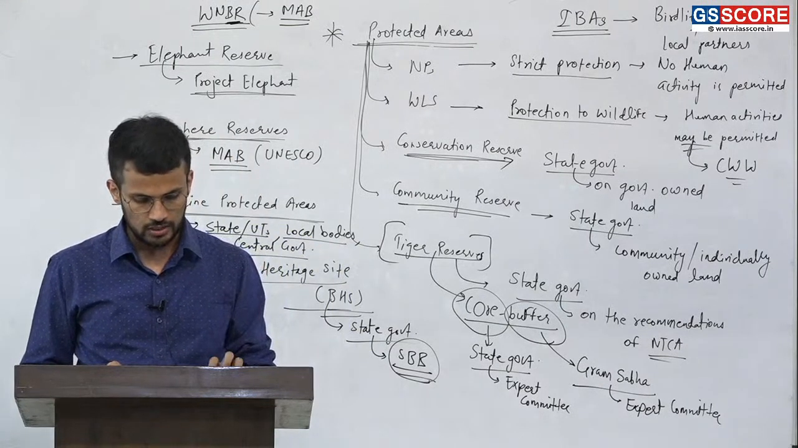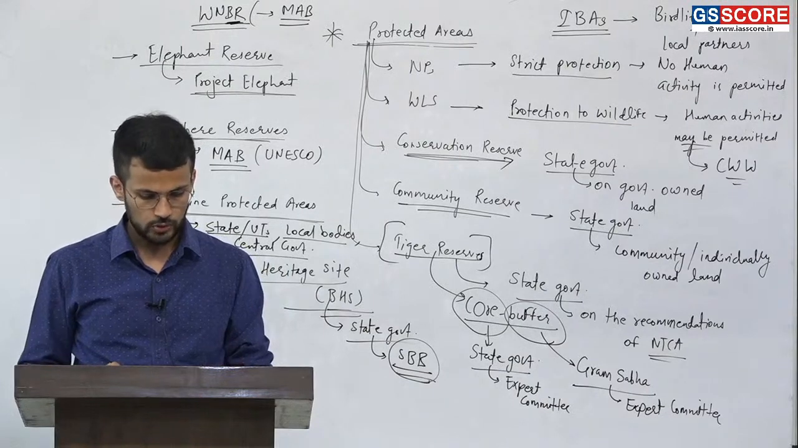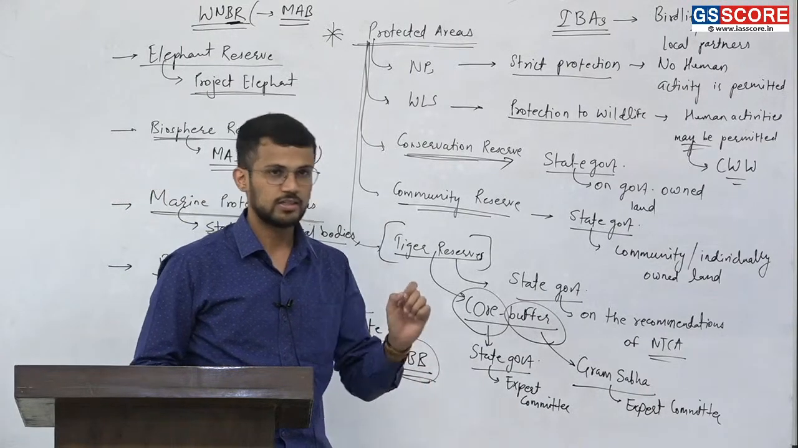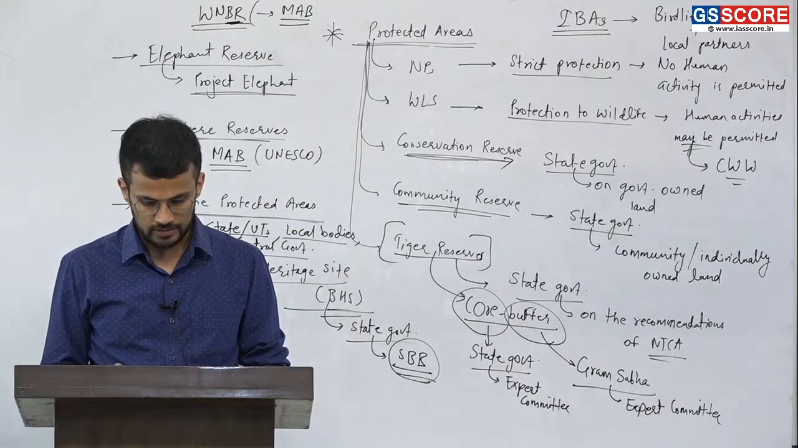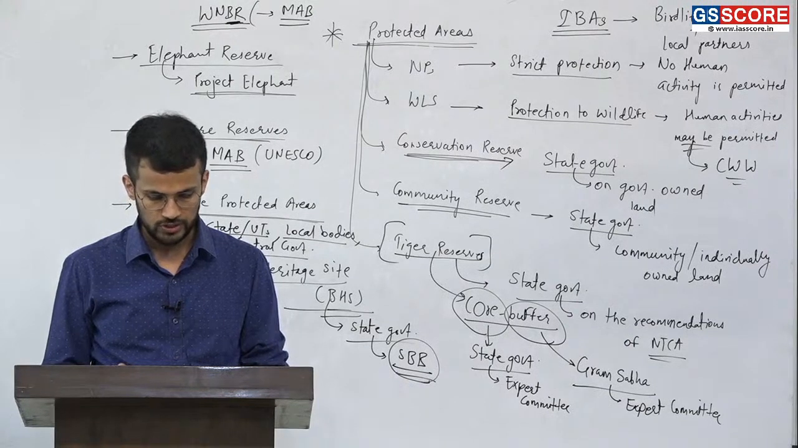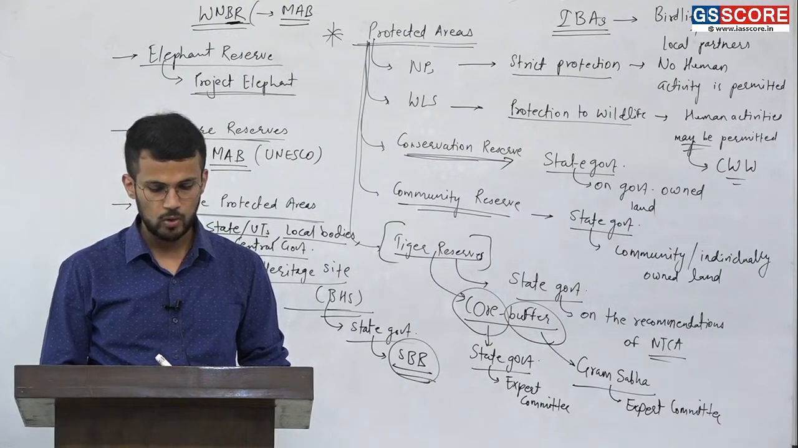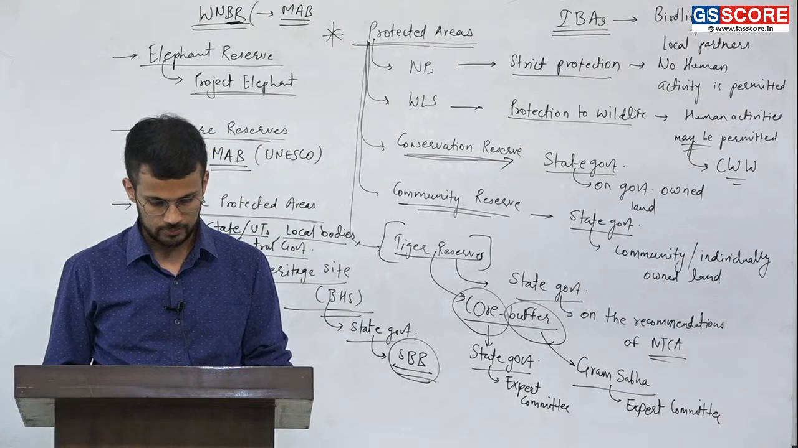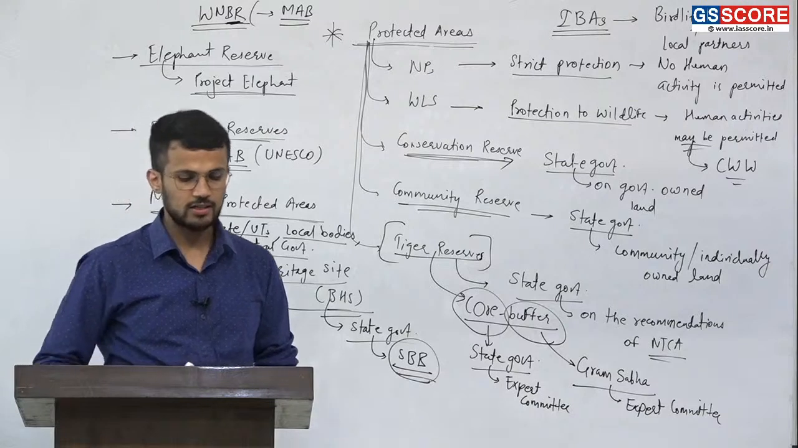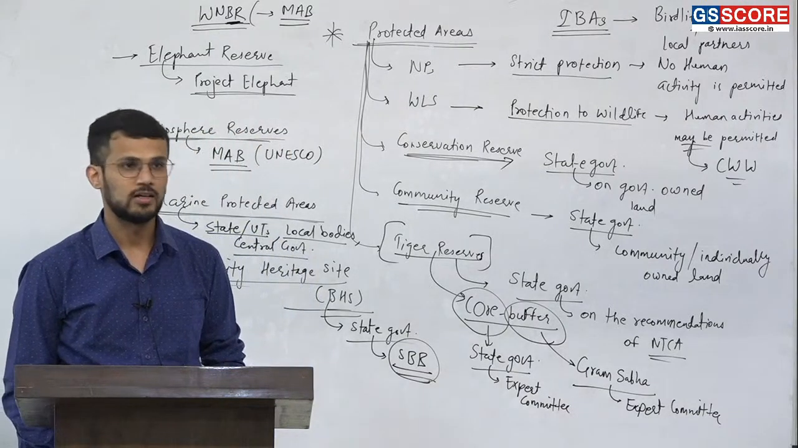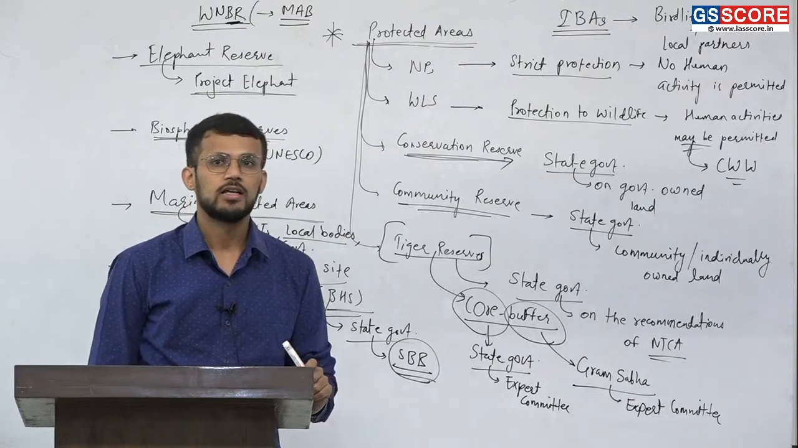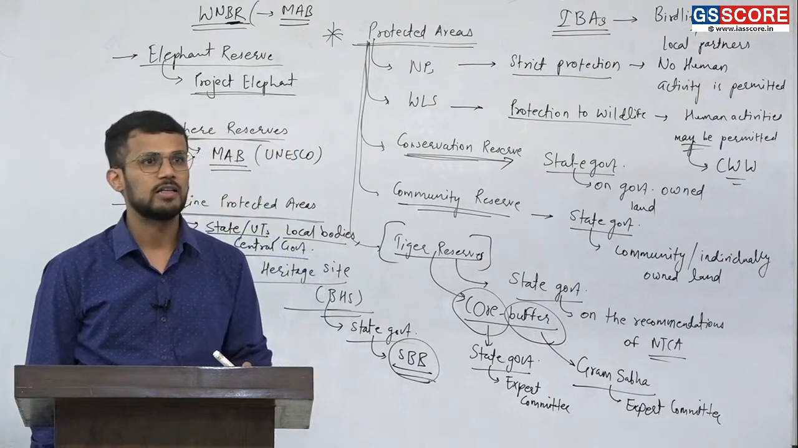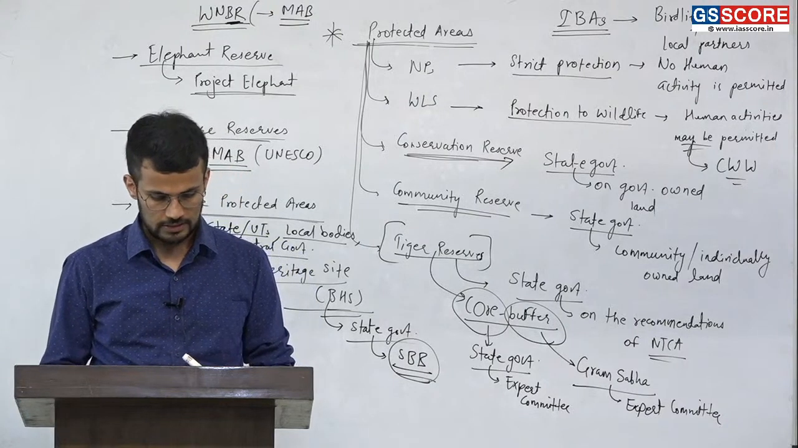Where is Chilka Lake? Chilka Lake is in Odisha. It is a brackish water lagoon lake, and it is there in districts like Puri, Khordha and Ganjam of Odisha. And it is formed because of the mouth of which river? River Daya. And it is the second largest lake after Vembanad Lake. Vembanad Lake, where is it? Kerala. Vembanad Lake is in Kerala and it is the largest lake. After that, it is Chilka Lake.